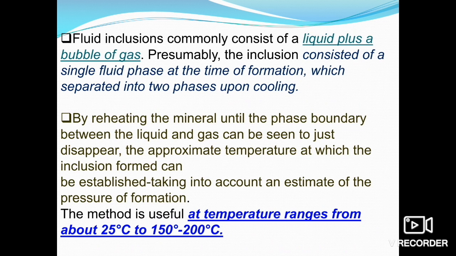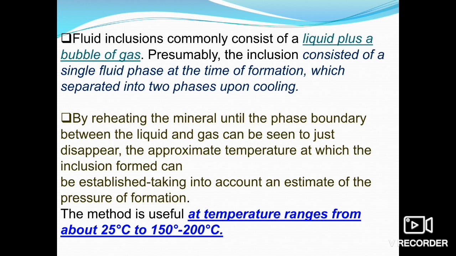And fluid inclusions commonly consist of fluid as well as a bubble of gas. So L plus G means liquid plus bubble of gas. Presumably the inclusion consisted of a single fluid phase at the time of formation, which separated into two phases upon cooling. What happens is that the inclusion consists of a single fluid phase at the time of its formation, but after some time it separates into two phases upon cooling.